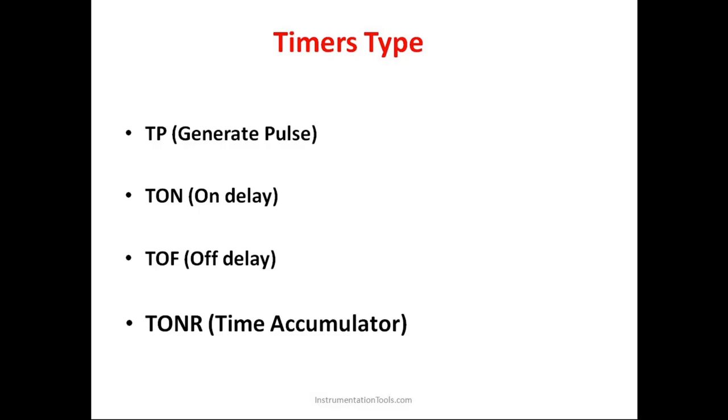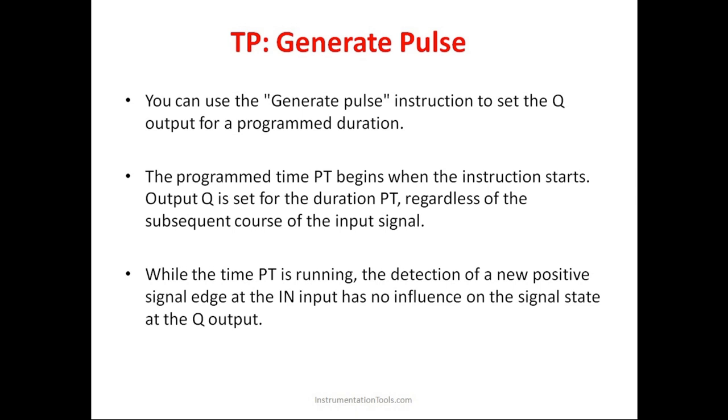Hello everyone, so in this session we are going to see about different types of timers. First of all we'll be looking at TP, that is the generate pulse timer. Here in the generate pulse timer we'll look at what is happening. You can use the generate pulse instruction to set the output queue for a programmed duration.